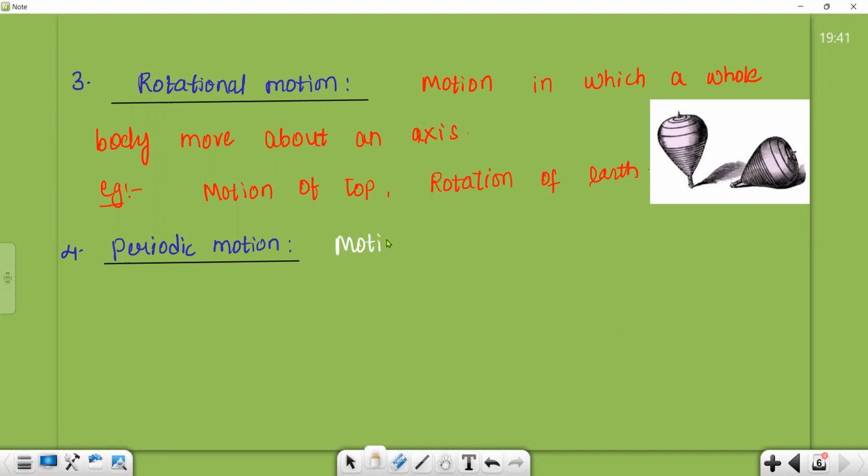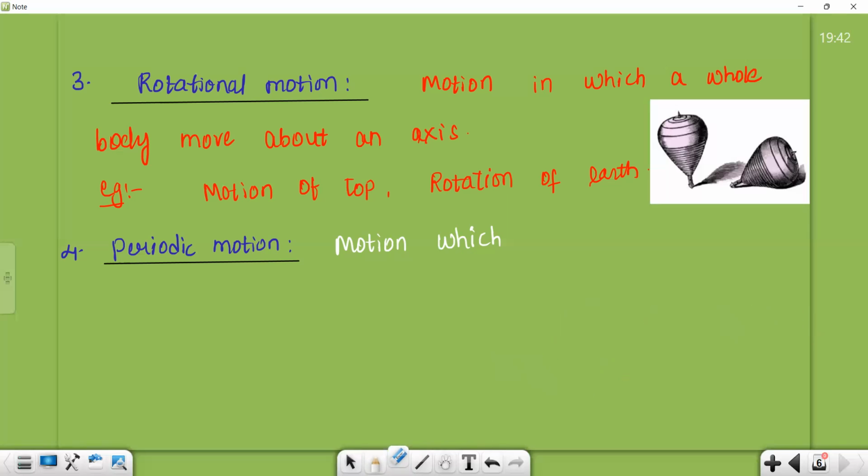Ma'am, the revolution of the earth around the sun takes a total of 365 days. Is it periodic motion? See, circular is different. Periodic: suppose it starts here, it is going and it is coming back like this, isn't it? But the rotation of the earth around the sun is in this direction. Yeah, ma'am, but it is not in a to and fro direction.